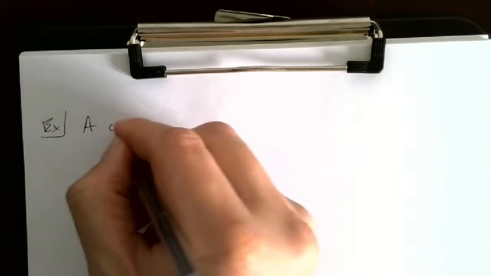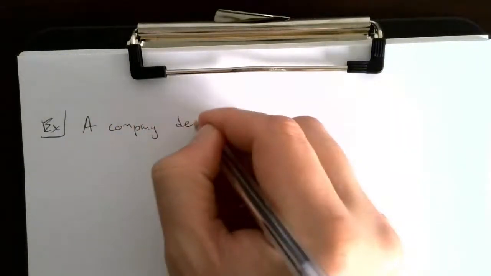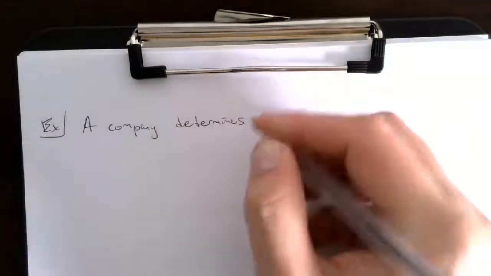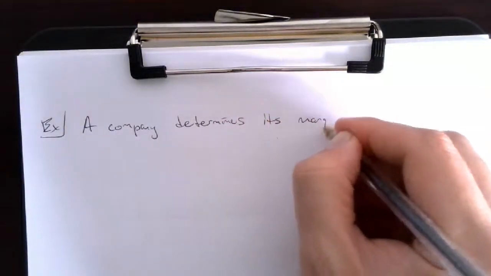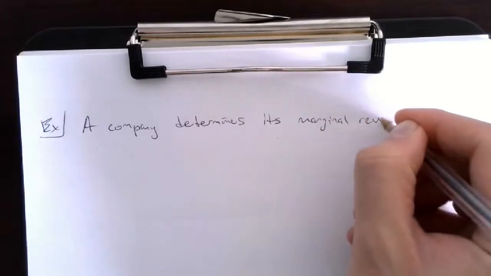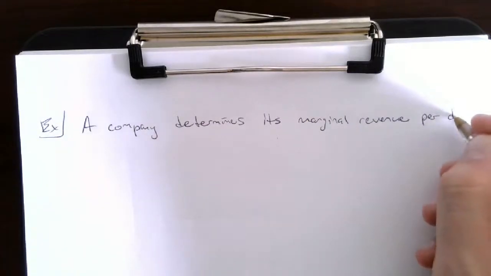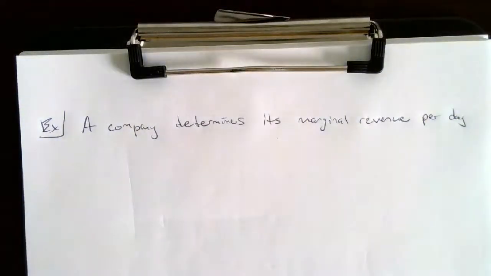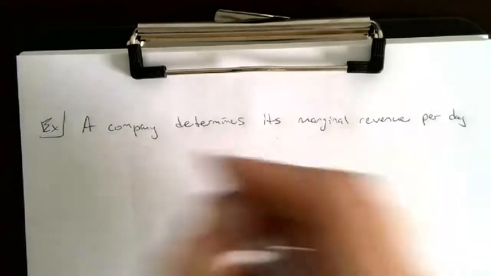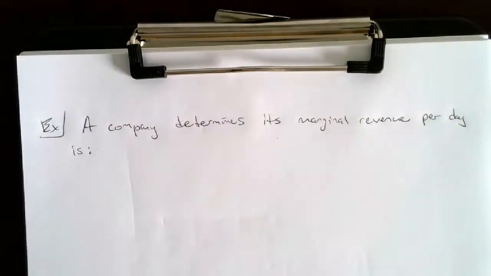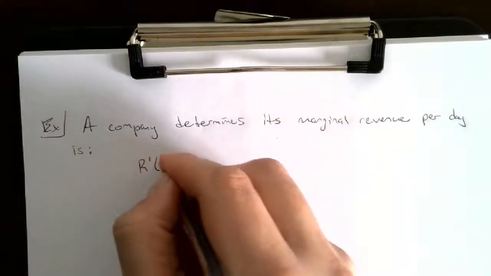Let's look at an applied example. So in this example, we'll say a company determines its marginal revenue per day is, and they give us r prime of t, right?